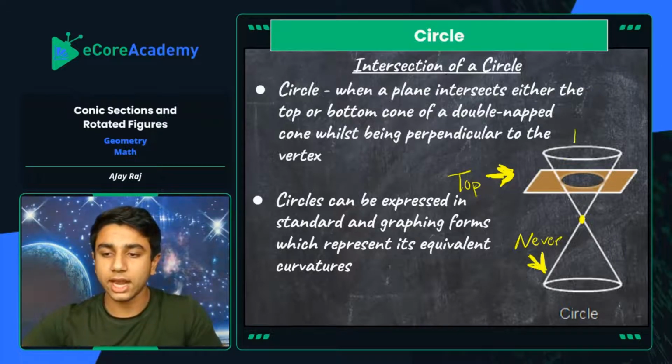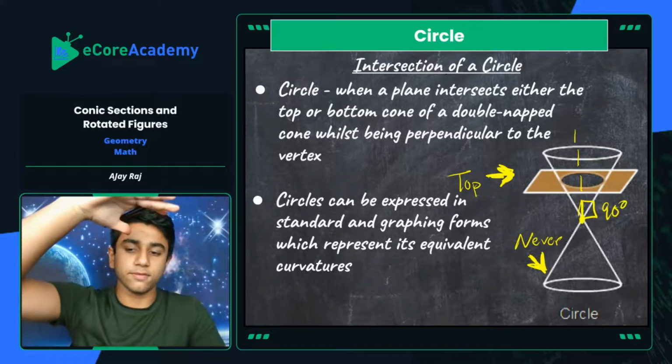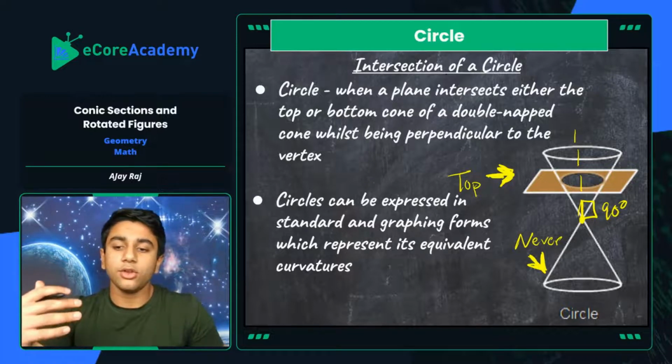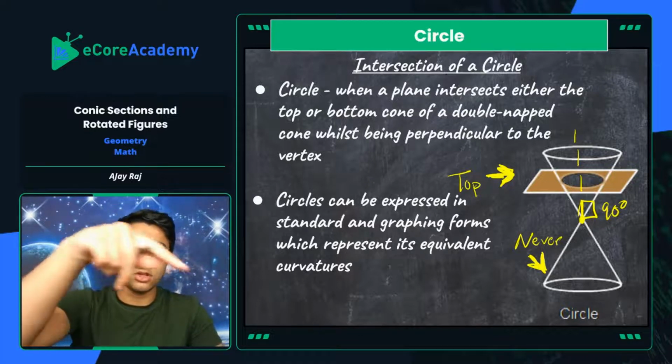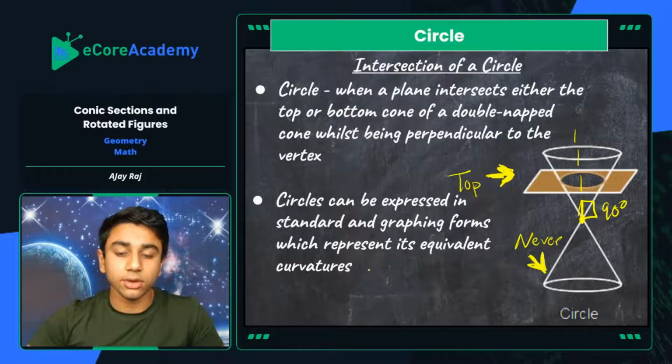So if we take the central axis that we have, we draw that central axis here, it's going to form that 90-degree angle as we see here. So it's going to be directly perpendicular. The plane is going to be facing directly towards the vertex in a straight line. And you're going to see how that forms an even circle all the way around. And the circle can be expressed in standard and graphing form.